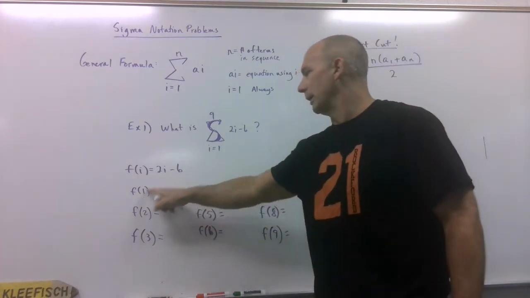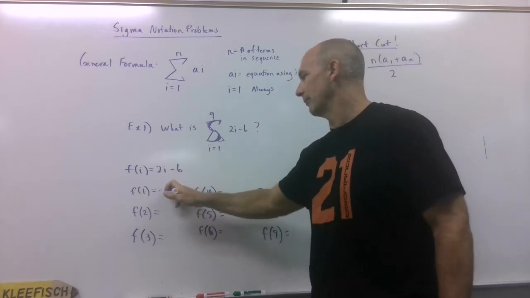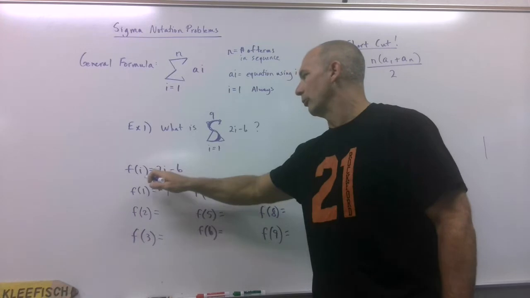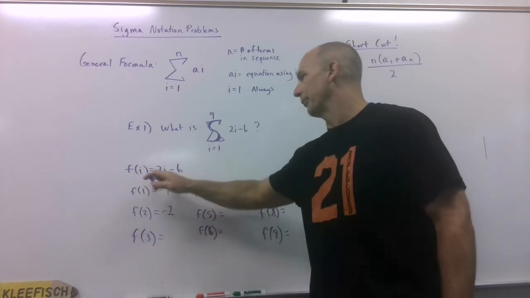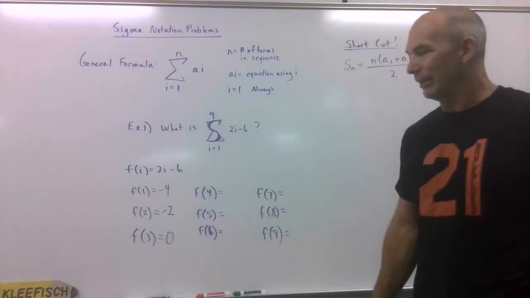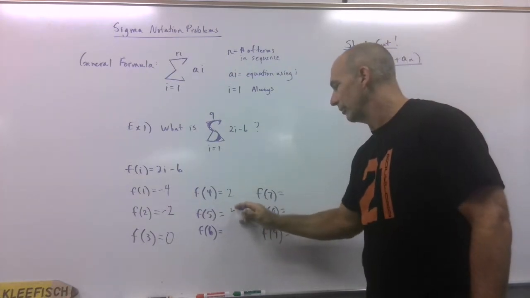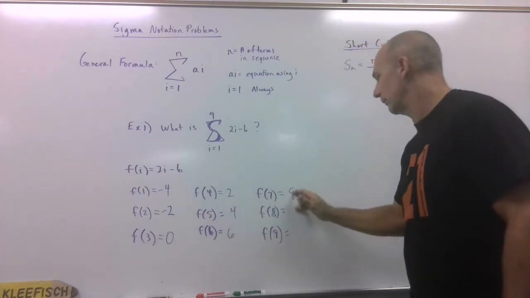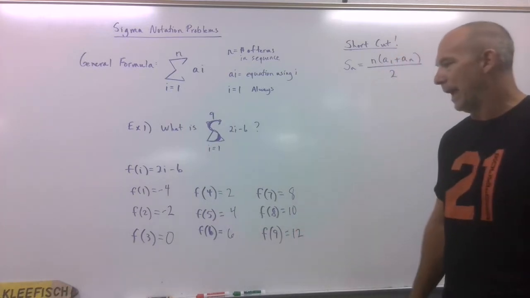If I put 1 in for I, 2 times 1 is 2, minus 6 is negative 4. Put 2 in. 2 times 2 is 4. 4 minus 6 is negative 2. Put 3 in. 3 times 2 is 6. 6 minus 6 is 0. Are you seeing the arithmetic sequence? It's going up by 2. So you can go ahead and cheat and just fill these in and take advantage of the fact that you realize there was a pattern.